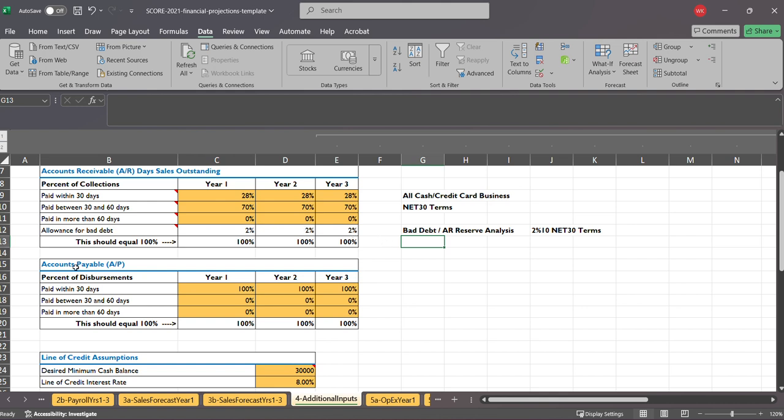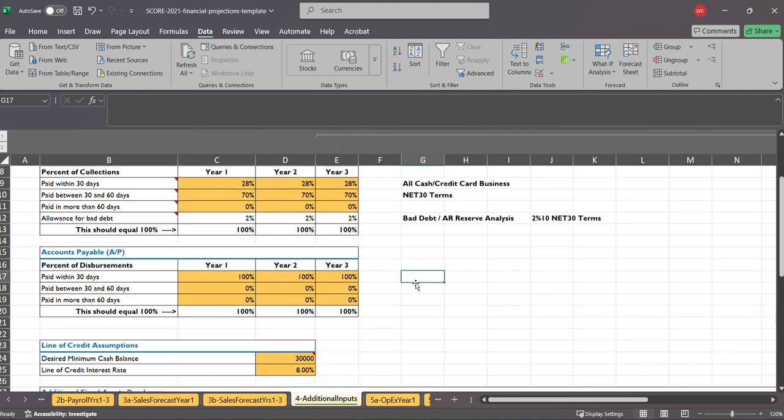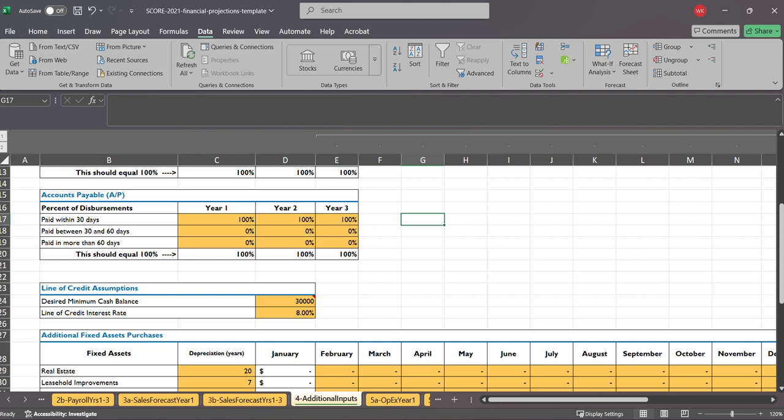So now we'll move to the next section, which is AP, or accounts payable. Ideally, we'll be paying all of our bills on time. Most vendors have net 30 terms, but I would leave this at 100% paid within 30 days. The assumption that you'll have as a business is that you'll pay all your vendors on time. And this is the most conservative estimate anyways, so I would leave it at 100 and move on to the next section, which is line of credit assumptions.